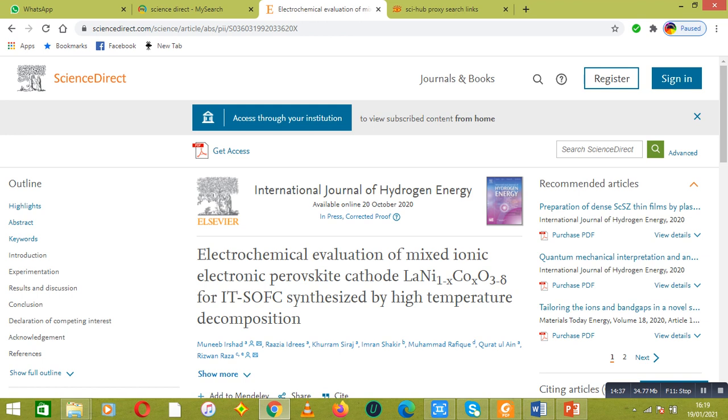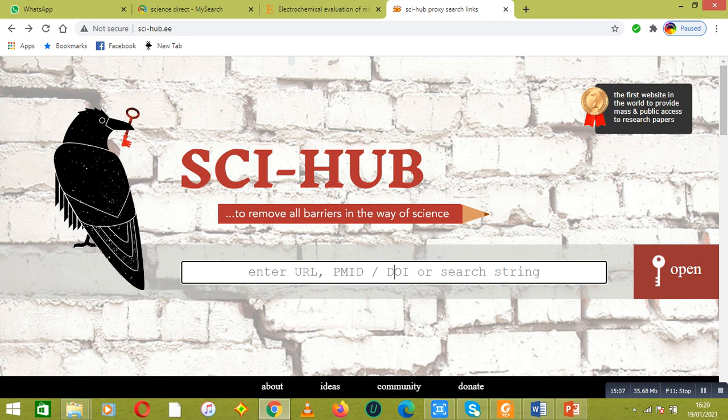In order to resolve this issue, there is a very simple way. We have a website which is Sci-Hub, science hub, which removes all the barriers in the way of science. It's a very, very beautiful website. You can even download different papers and books from this website. Just put its link or URL, or DOI number, on it and it will open in front of you. So here we do the experiment to see how it can give our required research paper.